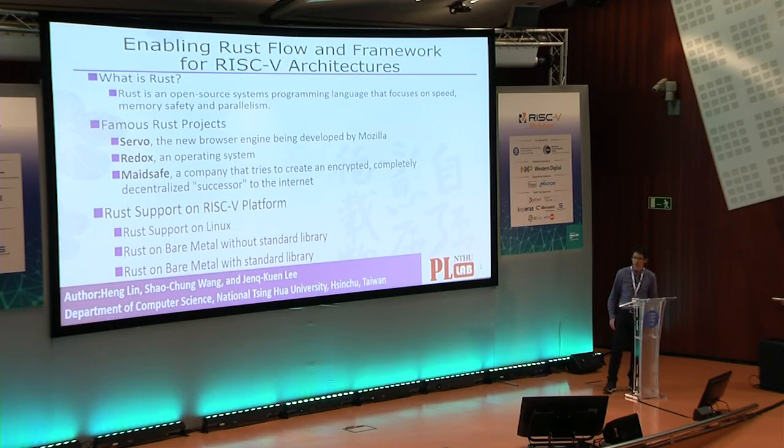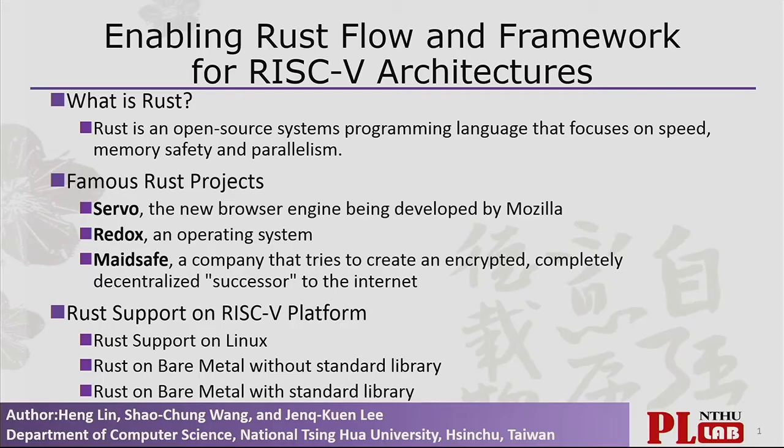This work is entitled Enable Rust Flow and Framework for RISC-V Architectures. There are many famous Rust projects, such as Servo, Redox, and MANSAF. They cover many fields, such as OS and web engines. The item we work on is as follows. There are three flows for Rust running on the RISC-V platform: Rust support on Linux, and Rust on bare metal with and without the standard library.